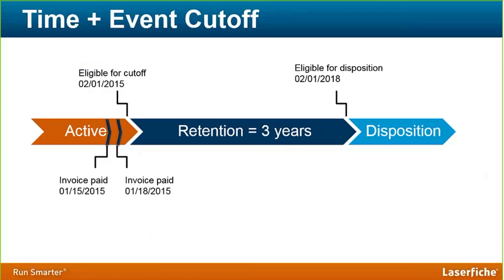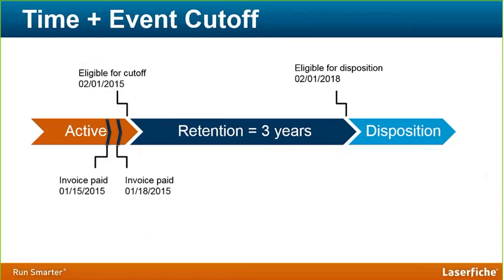So here we have a time and event cutoff. So we have an invoice paid on January 15th and another invoice paid 3 days later. So if we make both of those invoices eligible for cutoff on February 1st, they're both going to be eligible for disposition on the same date rather than on 2 different dates.